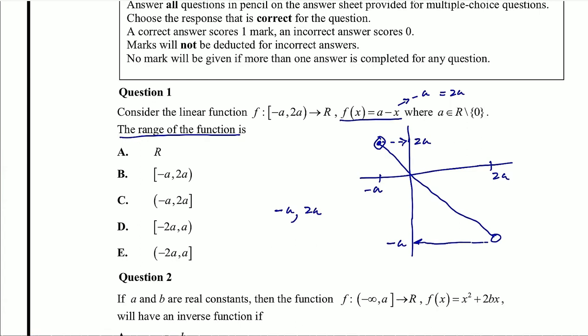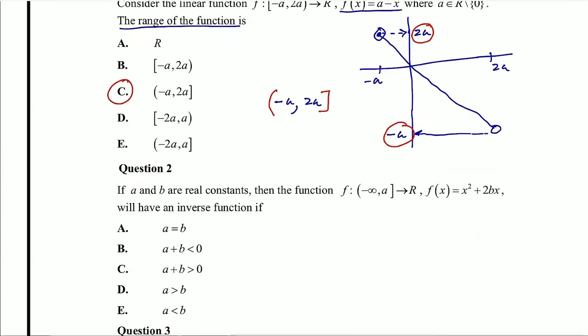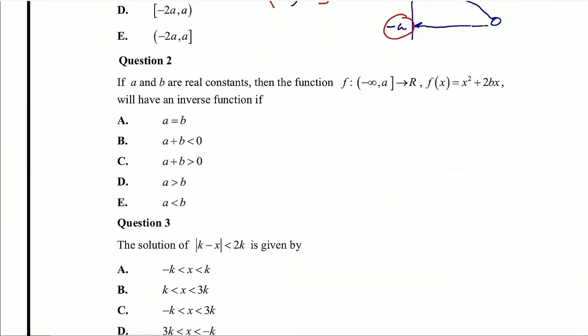But you have to be very careful that this should be a solid circle. So it's inclusive. This one should be exclusive. So the answer should be C. Then what about this one here?